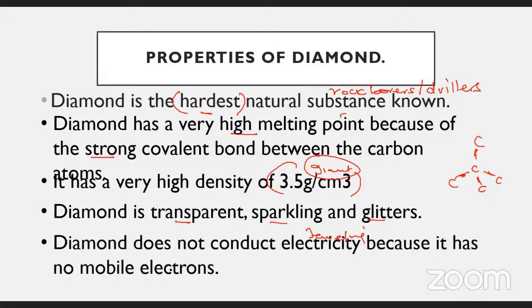Diamond does not conduct electricity because it doesn't have mobile electrons. When we talk of mobile electrons, these are the ones that are used by substances that do conduct electricity. Any questions on diamond? Okay, as we wait for questions, if there is any.